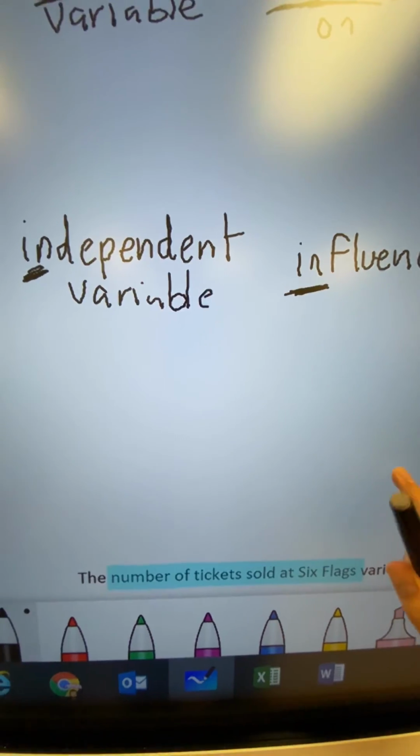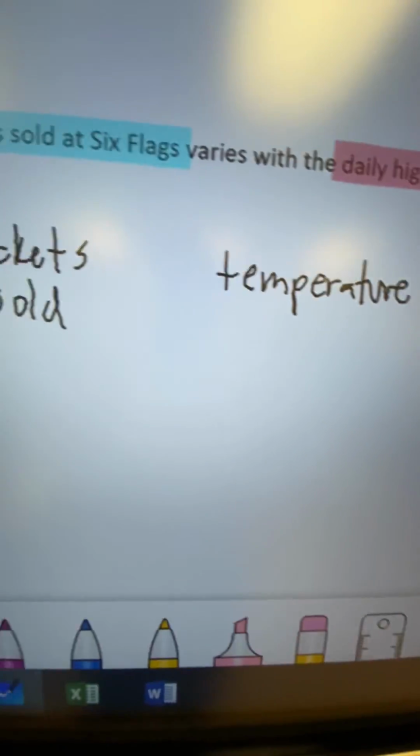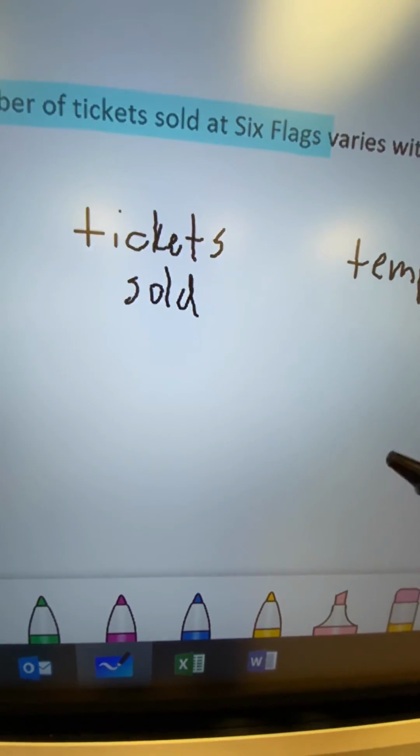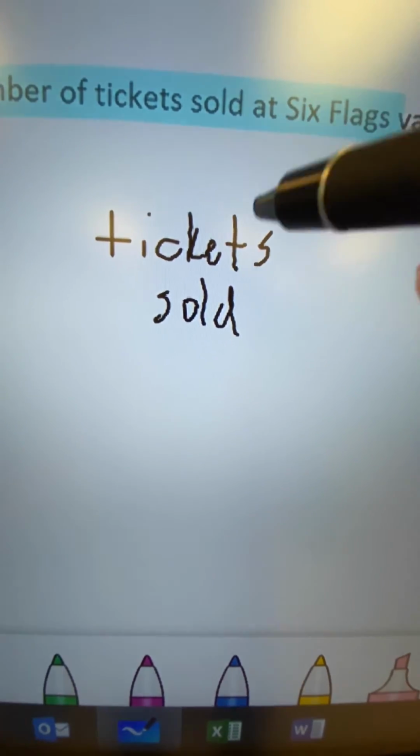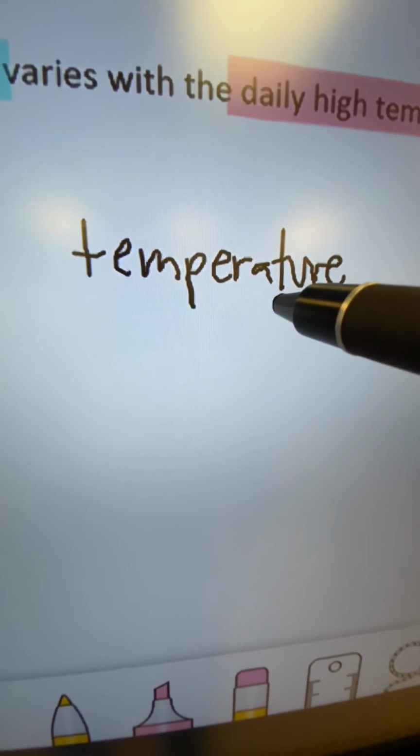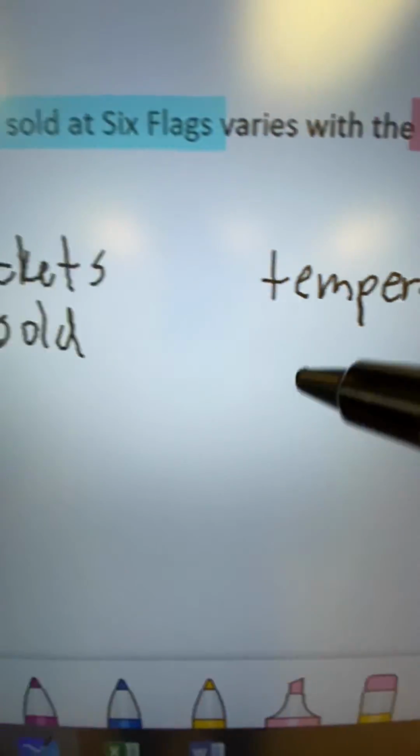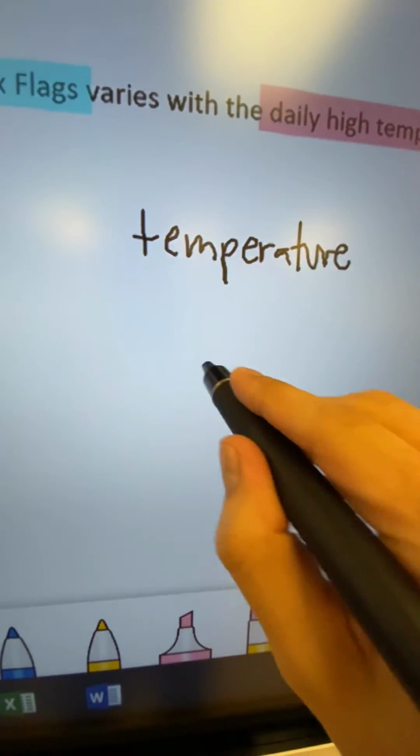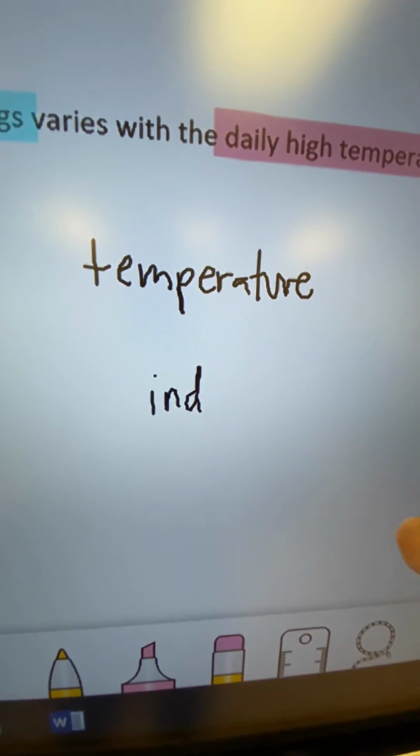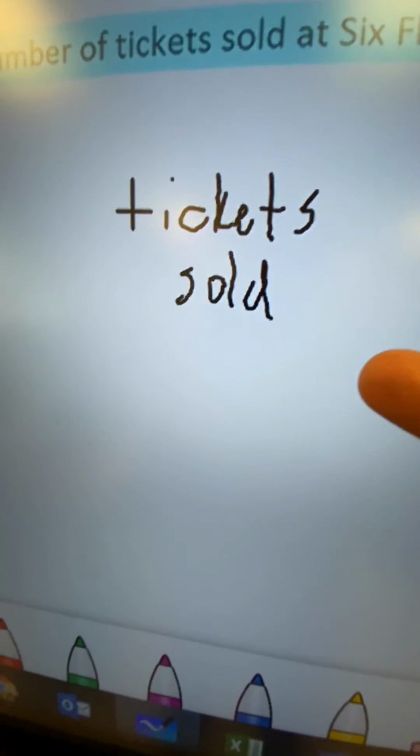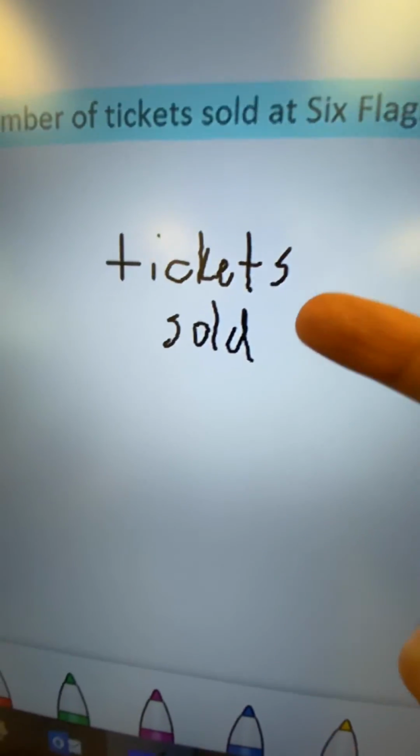So I'm going to show you now how I use it. Looking at my two variables, if I want to figure out the independent, I ask myself which one influences the other. Do the tickets sold influence the temperature, or does the temperature influence the tickets sold? In this case, it makes sense that my independent would be the temperature, because I know that if it's hotter out, then more people are going to buy tickets. So this is going to influence the tickets sold, right?